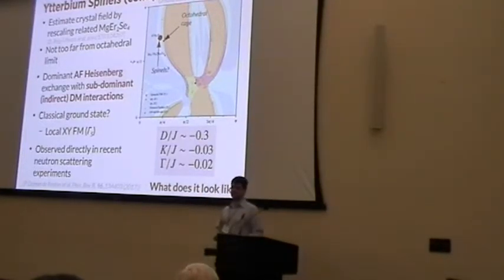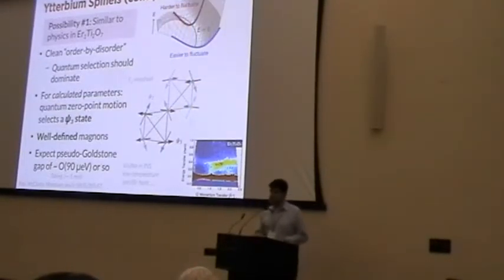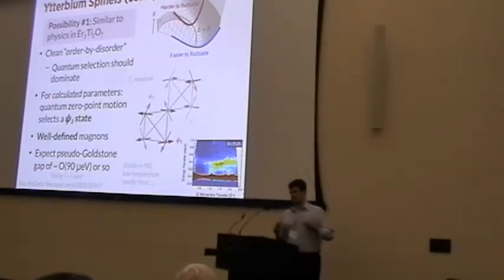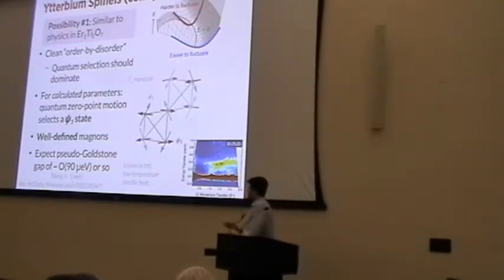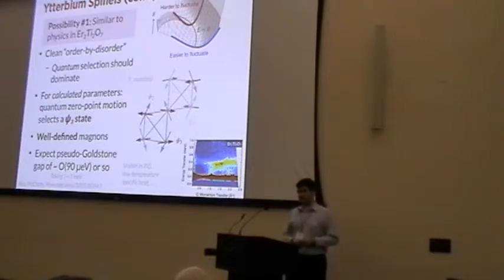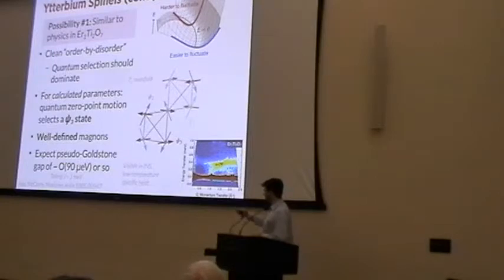But we can ask, what is the physics of this state? One possibility is that it's similar to what we've heard in the previous two talks for erbium titanate. Basically, it's semi-classically relatively robust. You get well-defined magnon modes, with some order by disorder selection effect that picks the state. If you compute that, you would get psi 3 from order by disorder, and then you'd expect a pseudo-Goldstone gap of about a tenth of an meV. And this should be visible in things like inelastic neutron scattering, low temperature specific heat. There are lots of ways to measure that.